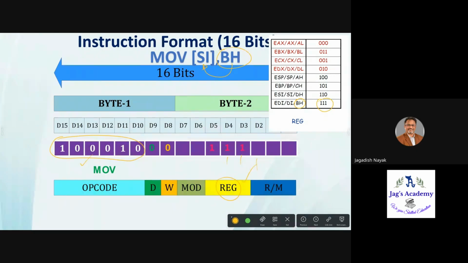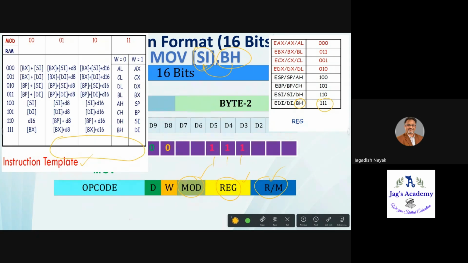Right? Okay. Sorry, this one, D5. Okay. Then it comes. This is remaining. The memory part is remaining. This memory part can be done by using the mode bit and R by M. Okay. Now, for this mode bit and R by M bit, refer to one more table.